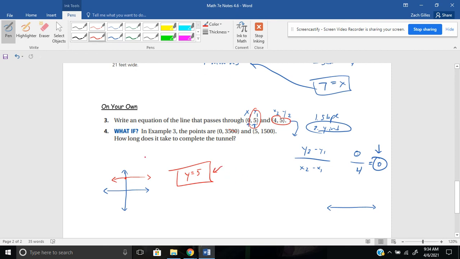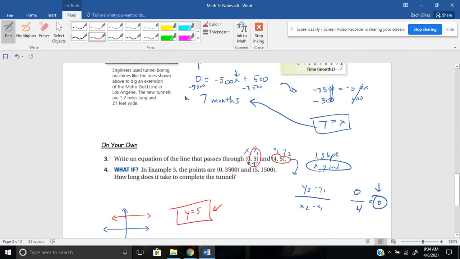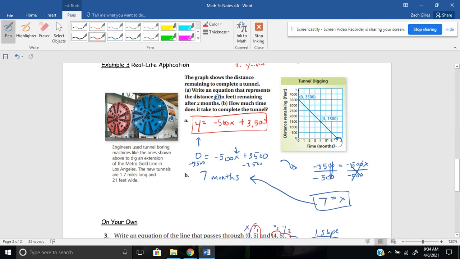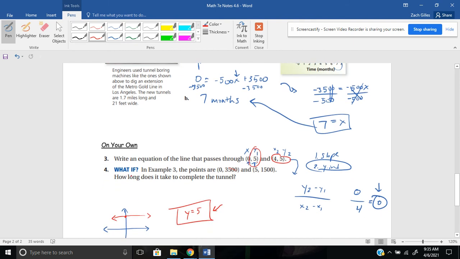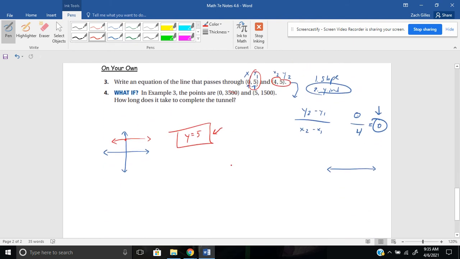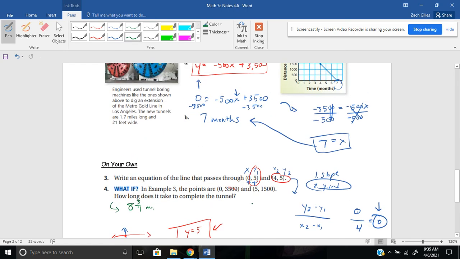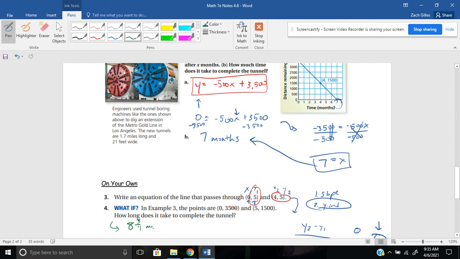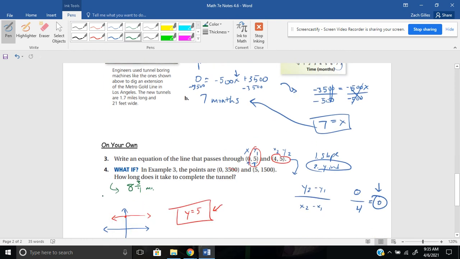Number 4 says, what if in example 3 the points are (0, 3,500) and (5, 1,500)? So you just come over here and plot that point right here. It would make this slope a little bit different. It would say, how long does it take to complete the tunnel? If you did that problem correctly, it'll take a little bit longer. You'd come up with 8 3/4 of a month. Okay. Again, to solve that, if I were you, I would just solve it algebraically, kind of like I did here. Your slope will be different, right? But your y-intercept will be the same, and then plug in 0 for your y, and then solve, and you'll get 8 3/4.